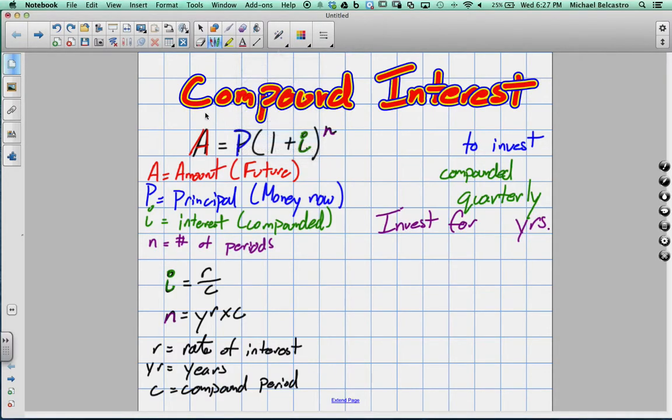Okay, so we're going to go over compound interest. So we have a ton of information here, right? This is our compound interest formula. And these are all the four major variables. Okay, so we've kind of laid out what the four of them are.